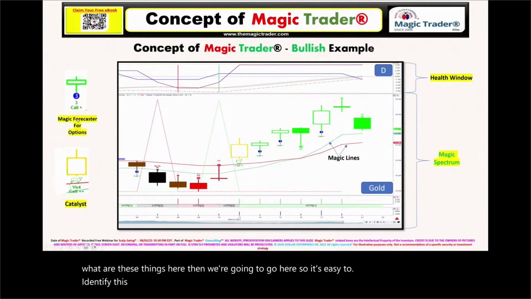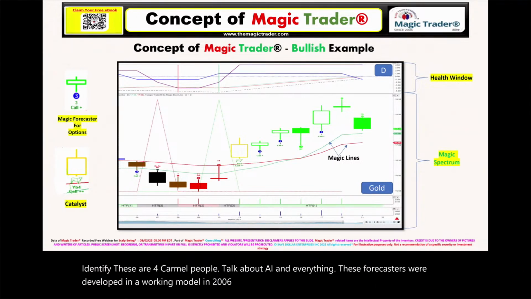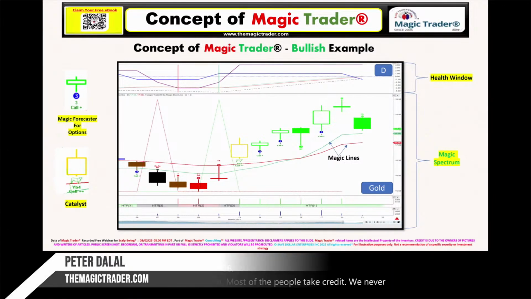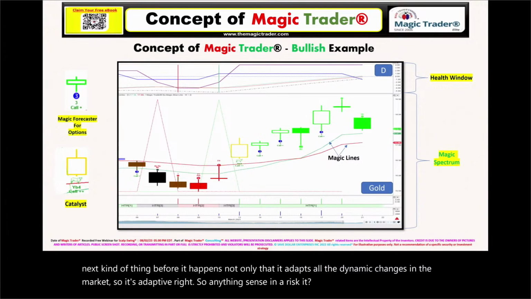These are forecasts. People talk about AI and everything. These forecasts were developed in a working model in 2006. It forecasts what is going to happen. Most people take credit; we never took credit because I'm patient. Time will come, right? But this is forward-looking forecasting, what is going to happen next, before it happens. Not only that, it adapts to all the dynamic changes in a market. So it's adaptive, right? Anything that senses a risk gives you forecasting without too much work.